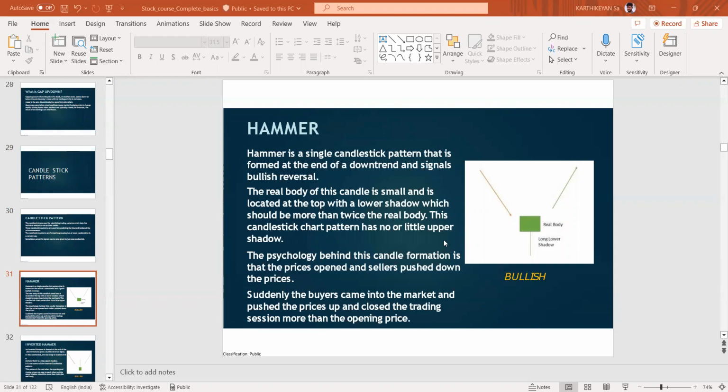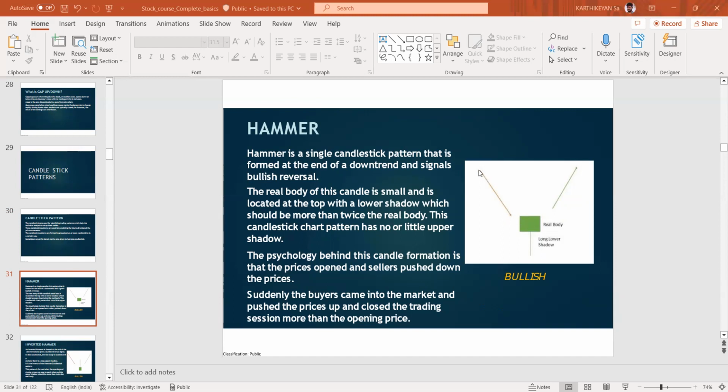As you have heard about a hammer, it is used to break something or for plumbing work. The candle looks pretty similar, as you can see on the screen. This is the hammer pattern, the hammer candle. So what does it signify?